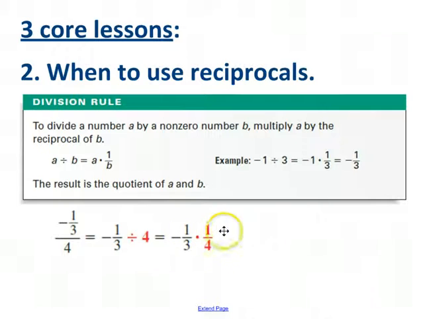Now I can multiply across on the top. Negative 1 times 1 is negative 1. 3 times 4 is 12. And you end up with negative 1/12.